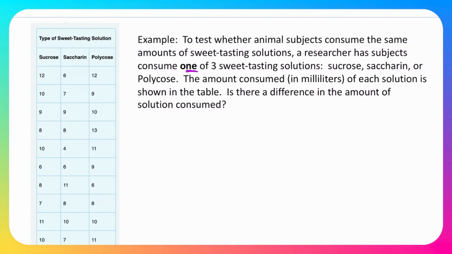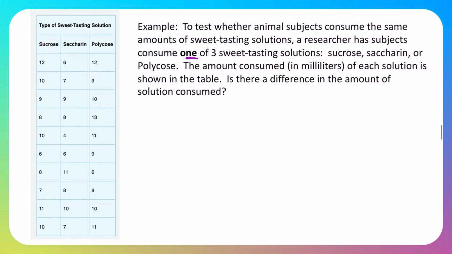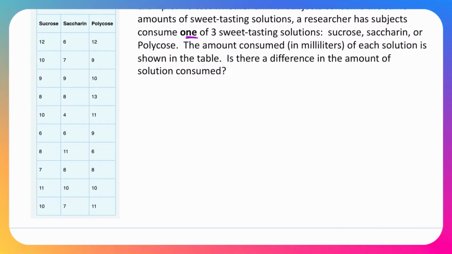There were 10 subjects that consumed sucrose, 10 different subjects consumed saccharin, 10 different subjects consumed polycose. And the question is, when I compute the average amount consumed for each of these 3 solutions, is there any difference in the means? Are the means significantly different?